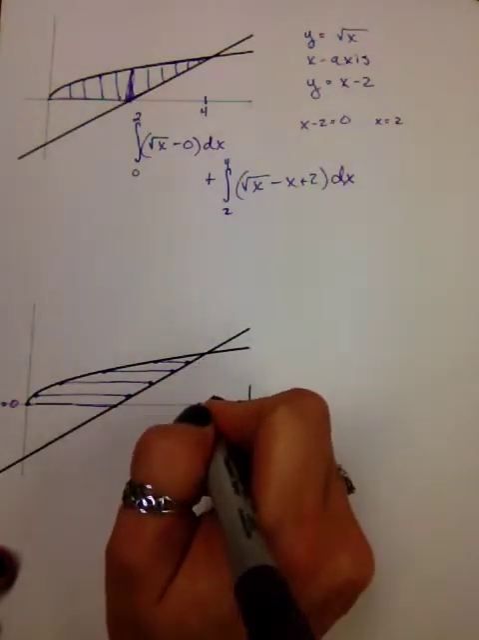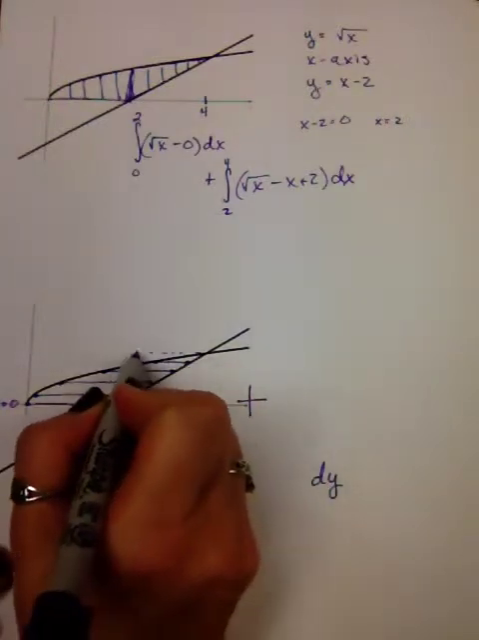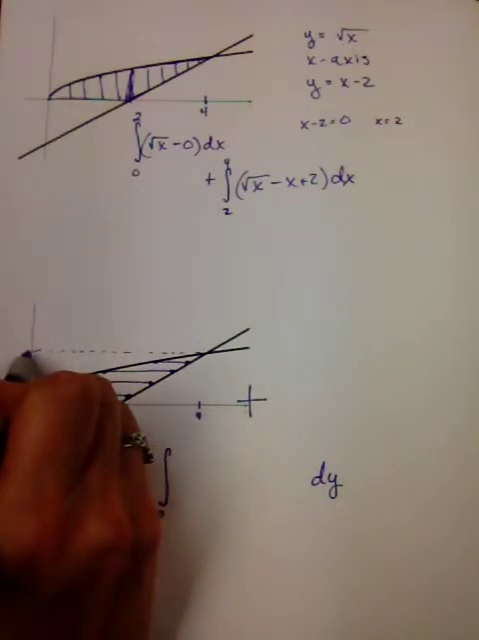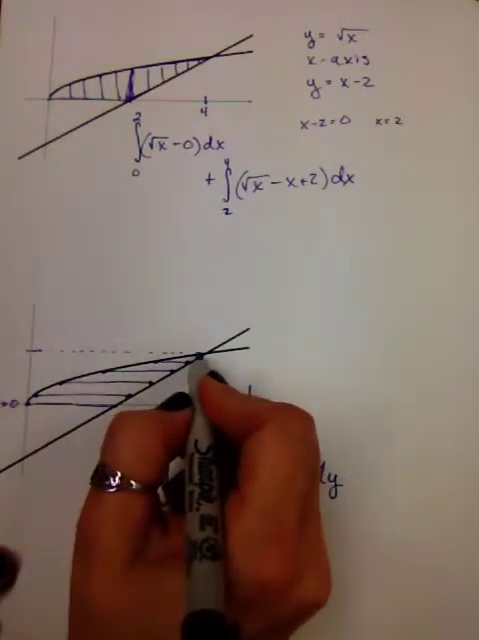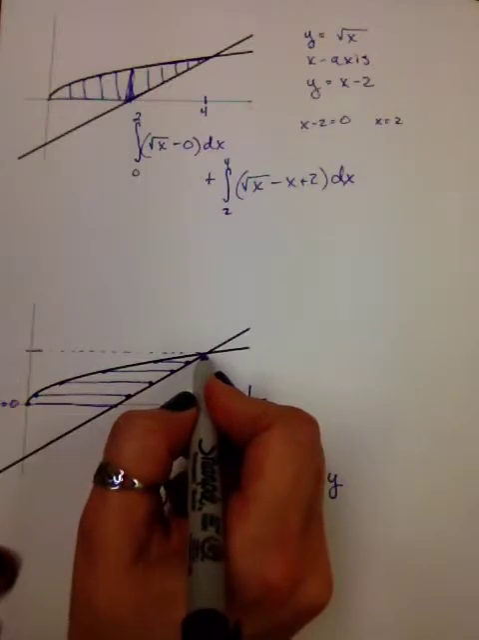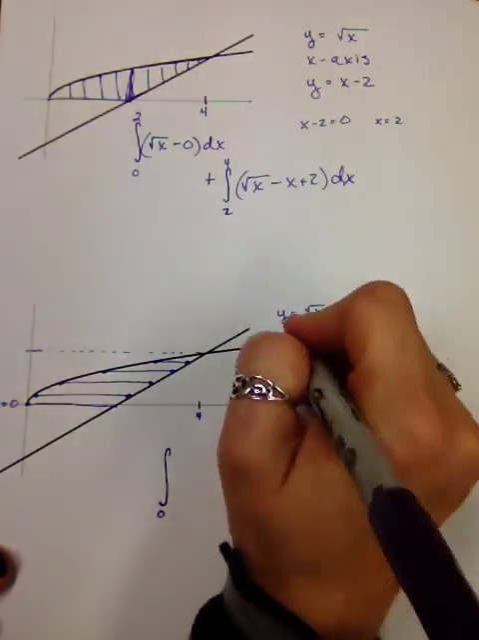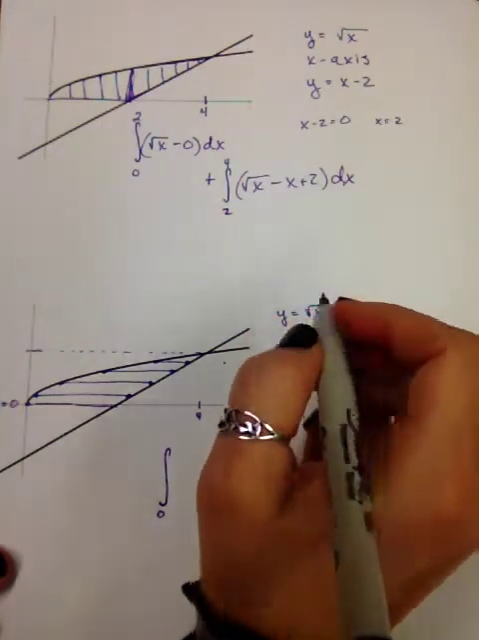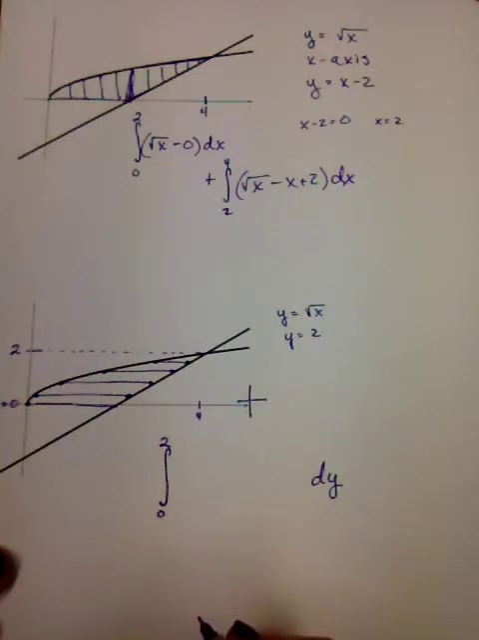Now I knew the x value was 4. If I want to find the y value, I just need to look at my square root function right here and ask what the value of that is when x equals 4. Well, I know y equals the square root of x. If x equals 4, then y equals 2. So 2 is the upper limit of integration.